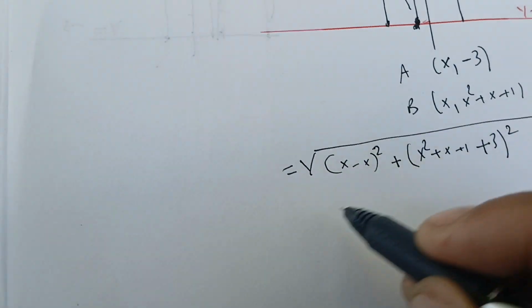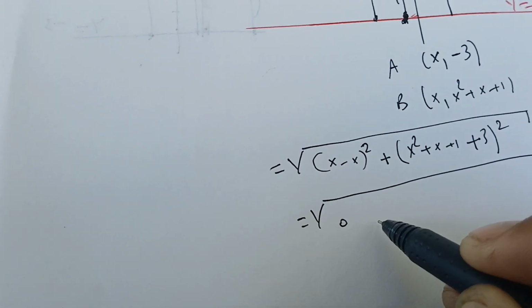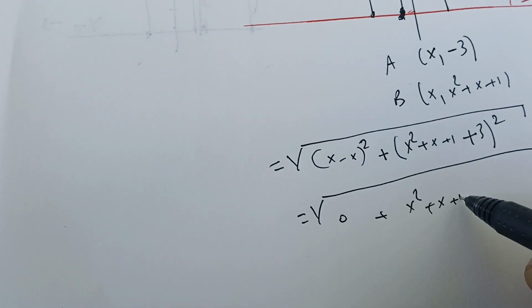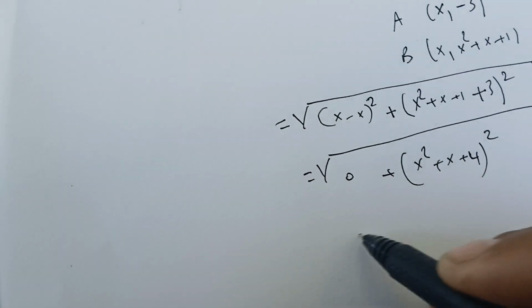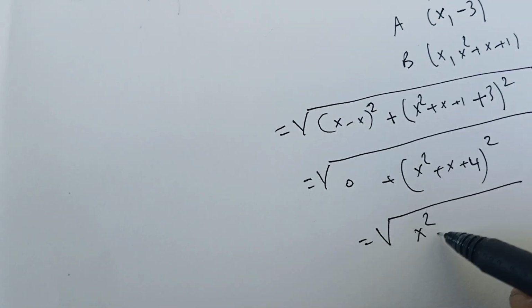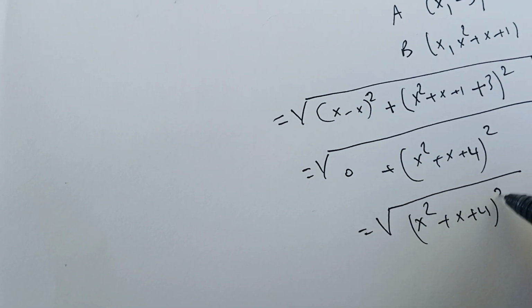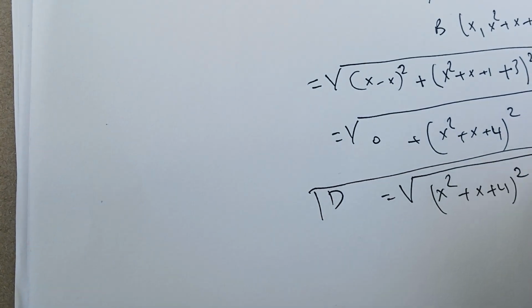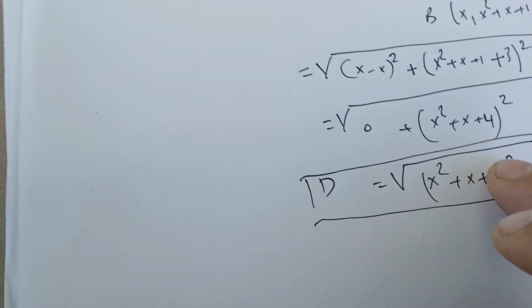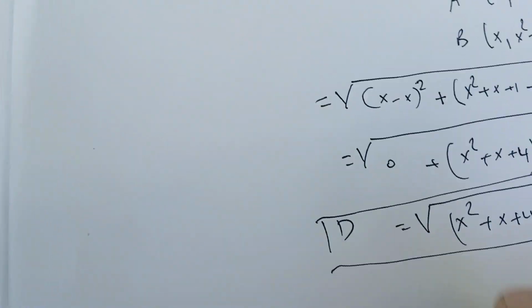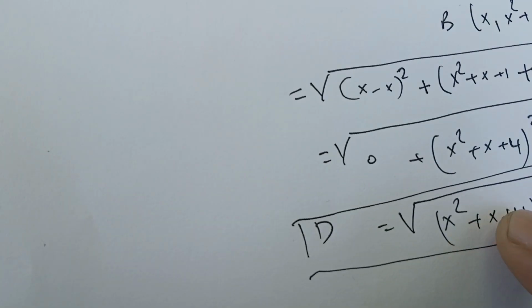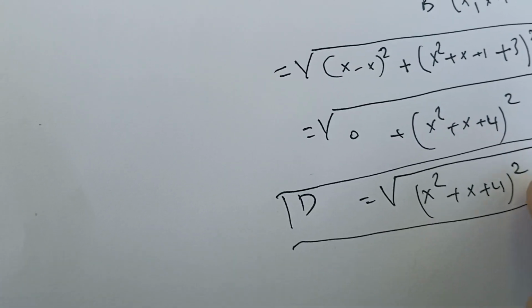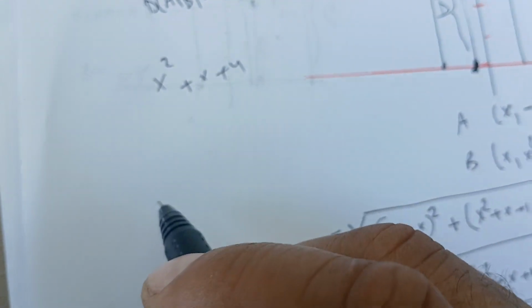So now we have the square root of 0 plus (x squared plus x plus 4) squared. This gives us the square root of (x squared plus x plus 4) squared. This is the expression for the distance between the two. But we can simplify this one. We note that the expression inside the square is x squared plus x plus 4.